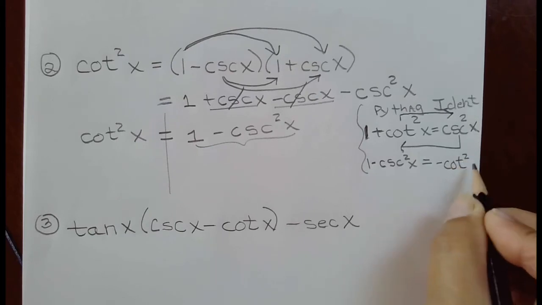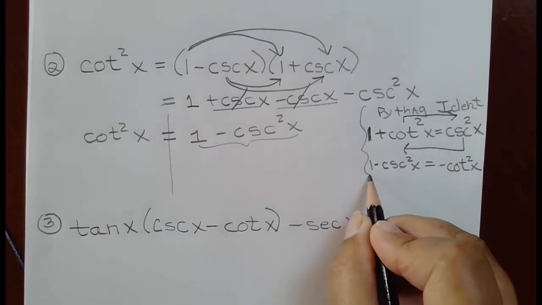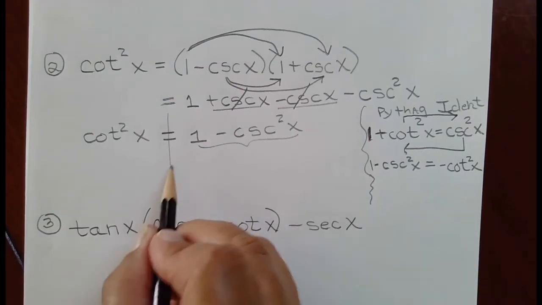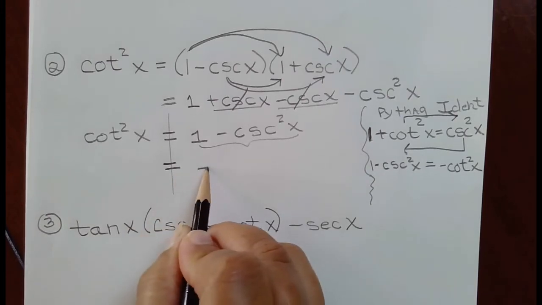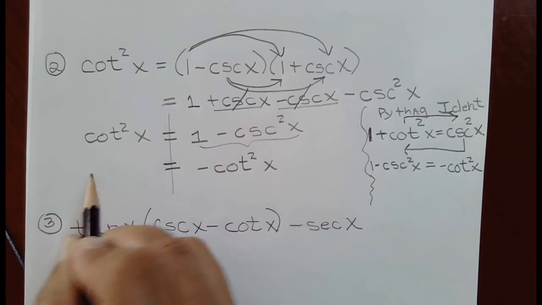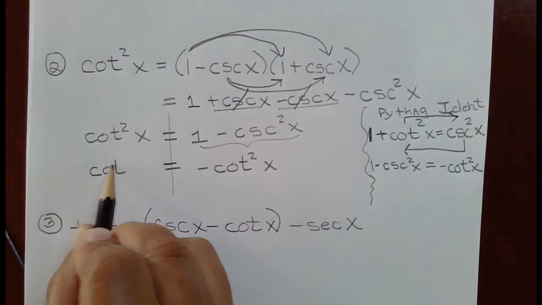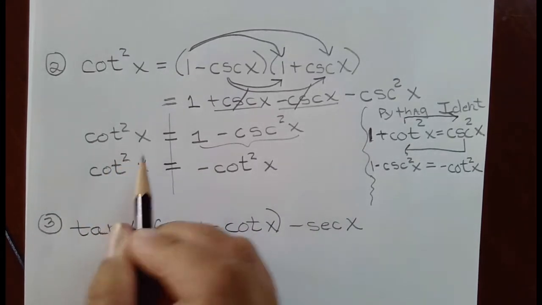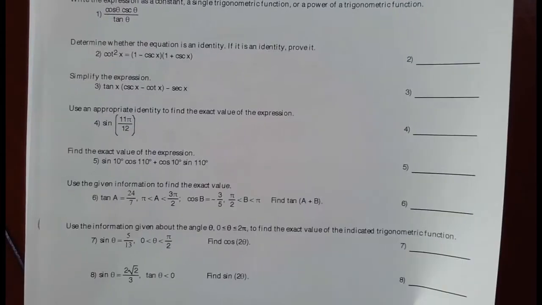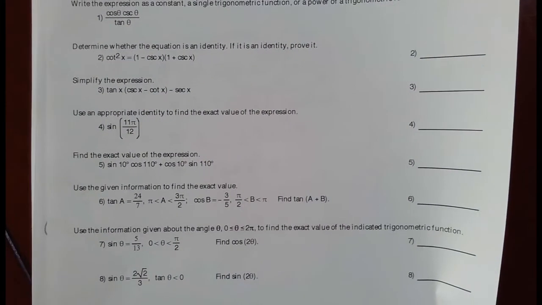Okay, so as soon as you get here, you can come right here and you can put negative cotan squared. Now look at what you have here. Have you been able to prove that these are identical? Have you been able to prove that this is an identity? Look at what these instructions say, because sometimes you're going to be given something that is not possible to prove. It's not possible to prove that they're identical because they're not identical.